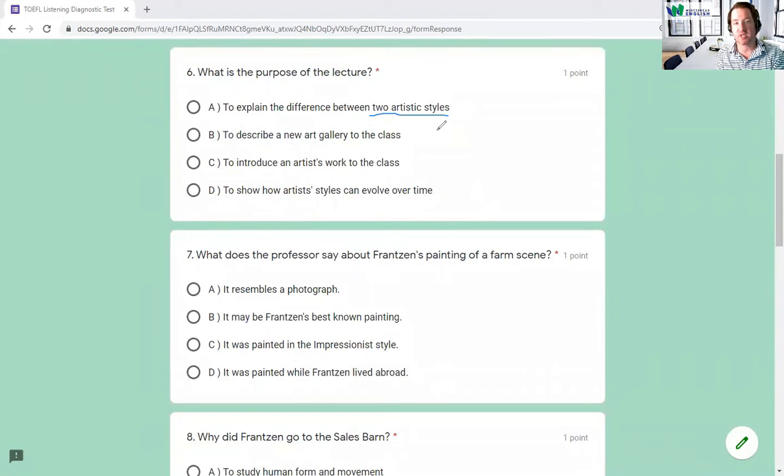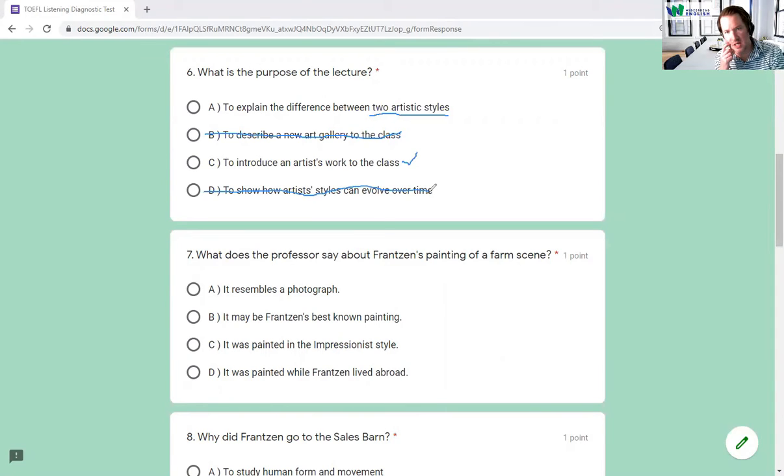They said there was Impressionism and there was Realism, and they talked about the differences of both. So we could maybe say, to describe a new art gallery to the class. No, he's not describing an art gallery. Definitely not an art gallery. To introduce an artist's work to the class. Okay, maybe, right? Rose Franson. To show how artist styles can evolve over time. Well, that was kind of a detail, but not really the purpose of the lecture.